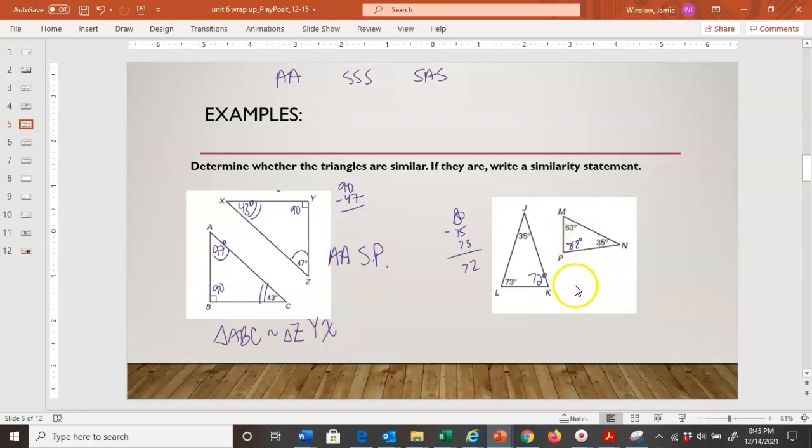Let's see, do we have two angles that are congruent? The answer is no, we only have one. So these are not similar. Not having at least two angles congruent would make it so the sides were not proportional. We always talk about how the angles really affect the sides and vice versa.